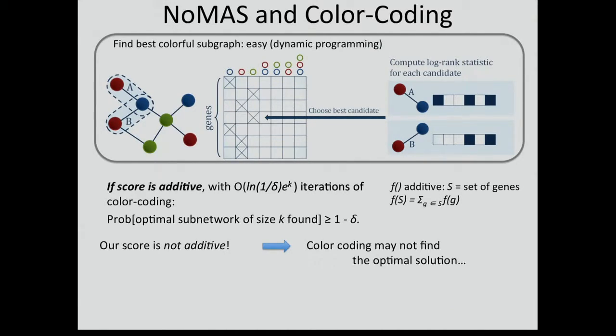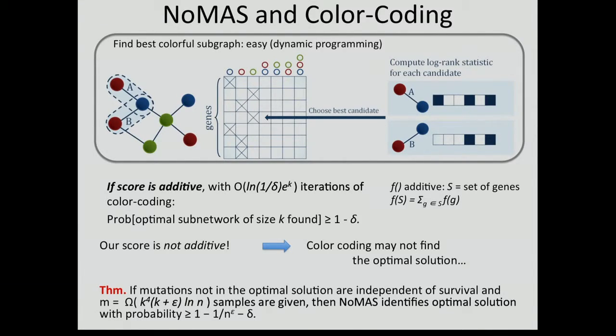So why does it make sense to use color coding to solve our problem? Because the data that we get is not worst case. And so what we proved is that under certain assumptions for mutations and their relation with survival that we think are reasonable, and mostly they mean that most of the mutations are placed independently of survival. Under this assumption, if you are given enough samples, then our algorithm NOMAS will identify the optimal solution. So we'll actually identify the subnetwork that has the highest association with survival.